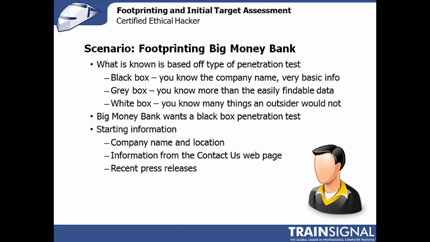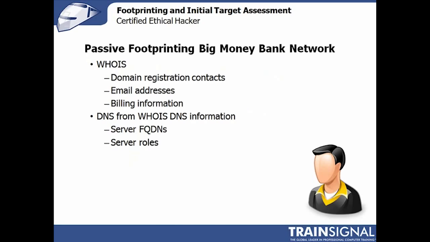For example, the company name, the location, the website URL, a few recent press releases that are publicly available, some information perhaps from the Contact Us webpage, so webmaster at, basic phone numbers, a couple of branch listings and so forth. Nothing really deep, nothing that would be impossible for an attacker to get with even a cursory glance. That's where we're going to start this attack on Big Money Bank, and we're going to start our footprinting process right there.